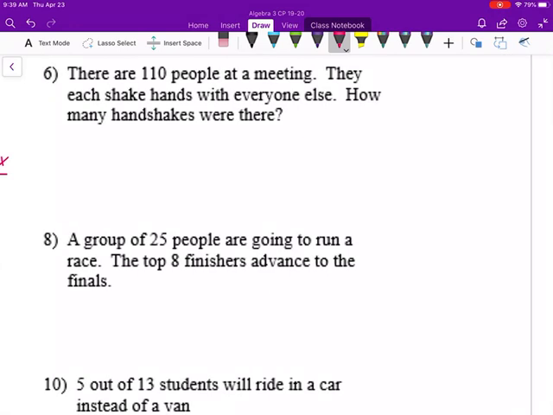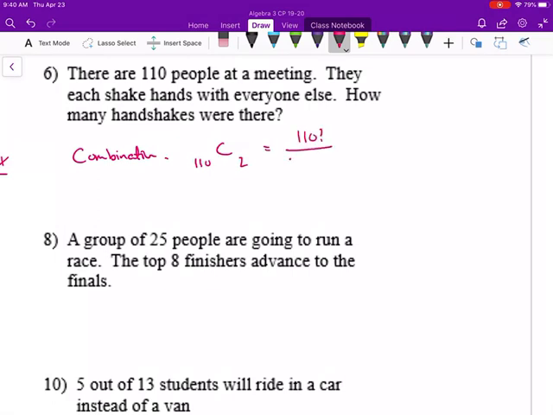6, if you have 110 people at a meeting and everyone shakes hands with everyone else, it doesn't matter what order you shake hands in. It's just a matter of everybody shaking hands with everybody else. So because the order does not matter, that's how I knew that one was going to be a combination. You've got 110 people, and when you shake hands, it's always 2 at a time. You can only shake hands with one other person at a time, so it's 110 choose 2.